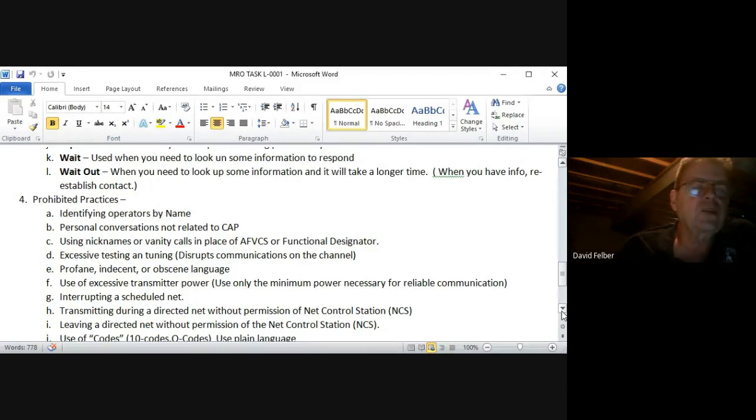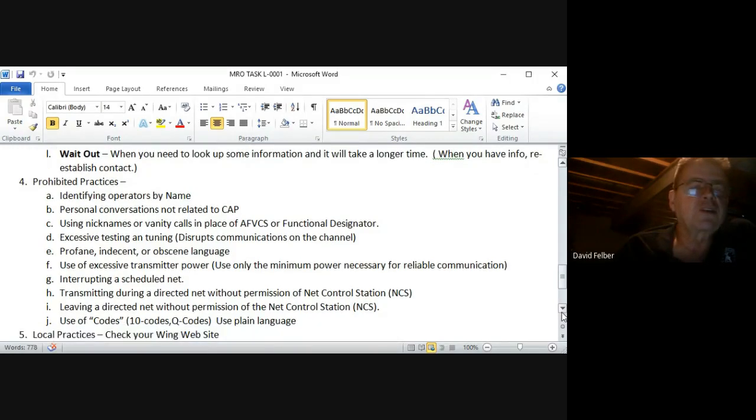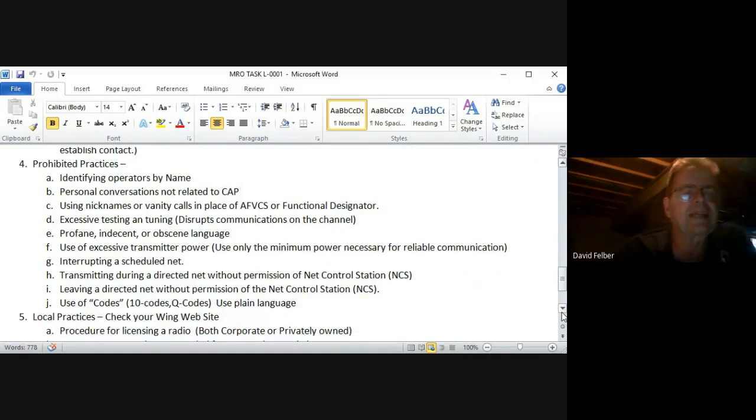Once you've checked into a net, do not leave without permission of net control. They're going to assume you're on the net until you tell them you need to leave or until they close the net.